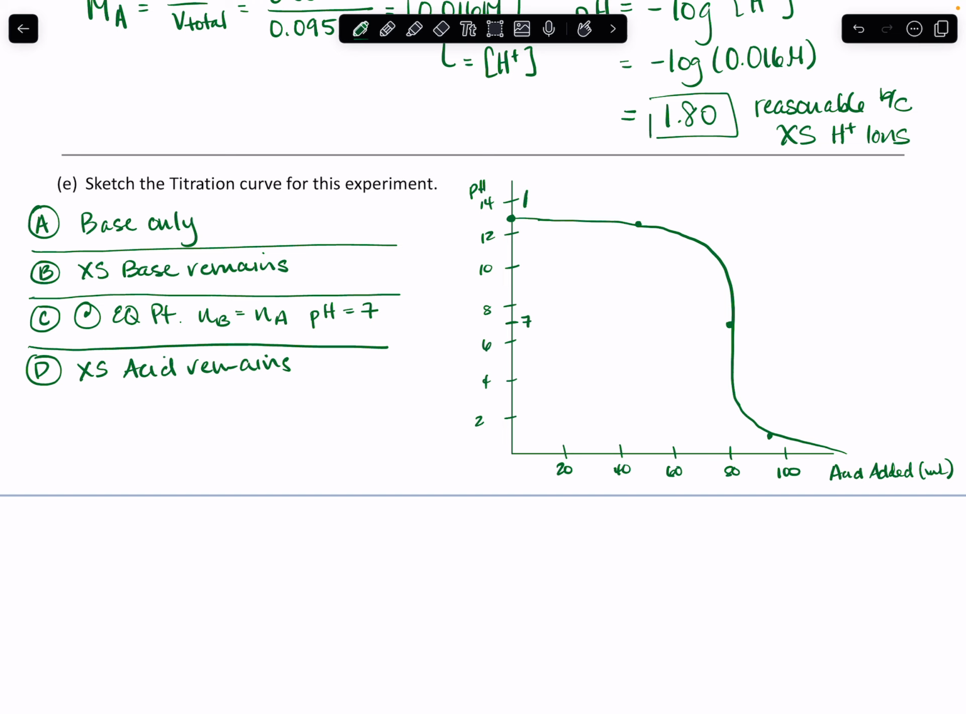So here's A, no acid added, base only. Here's B, where we see a decrease in pH because we've used some of our base in reaction with the acid. C, our equivalence point, where the pH is equal to 7 due to water because we've fully neutralized our base with our acid. And then D, excess acid present. So you can see the shape of that curve is similar to what I drew at the beginning.